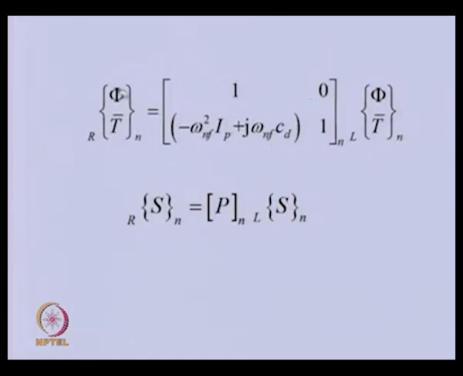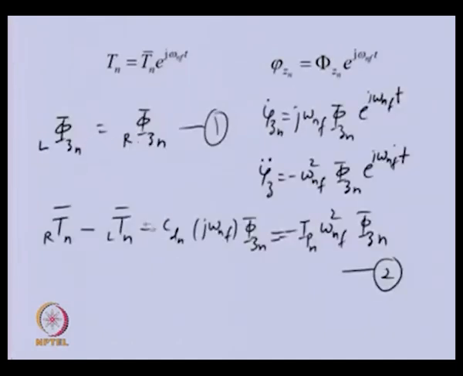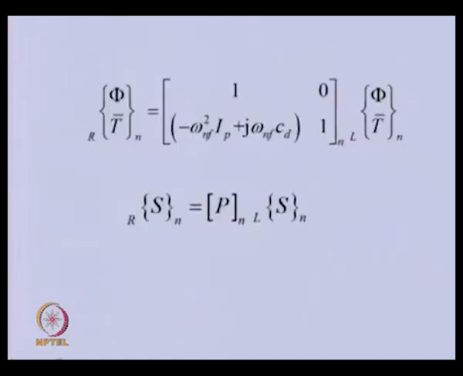You can see the first equation is the multiplication of this one with this. So, this is the first equation, and the second equation is, if we expand this particular matrix, we will get that particular second equation. And in more compact form we are writing this as: state vector right of nth disk is equal to point matrix and state vector left of nth disk.